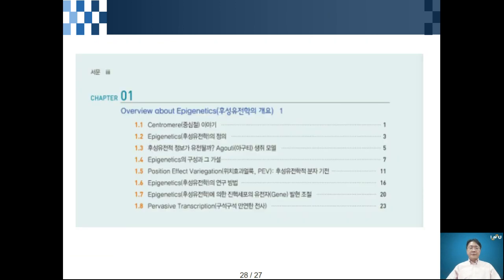Okay, today we learned about chapter 1. Chapter 1 is the overview of epigenetics. We learned about the centromere and epigenetics, and also several other things. Finally, we learned about pervasive transcription.